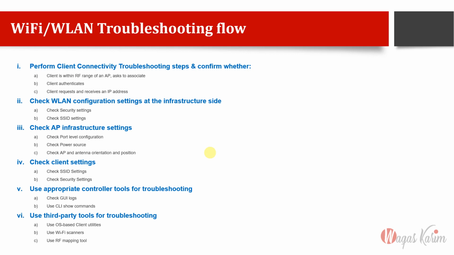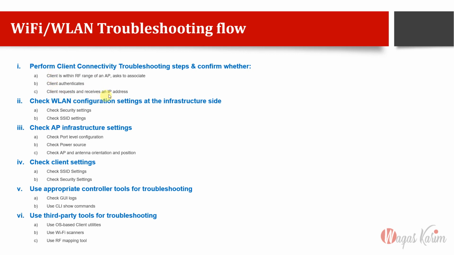So first of all, if our Wi-Fi is not stable, is giving us problems, we should start with the client connectivity troubleshooting method, and we should confirm whether the client is within the RF range. For example, if we are trying to connect from our laptop or mobile phone, are we really in range or are we outside the home, outside the office, and whether it asks to associate or not. Whether the client authenticates or not, whether the client requests and receives an IP address or not. Go to the settings about or go to your LAN settings on the computer and then find.